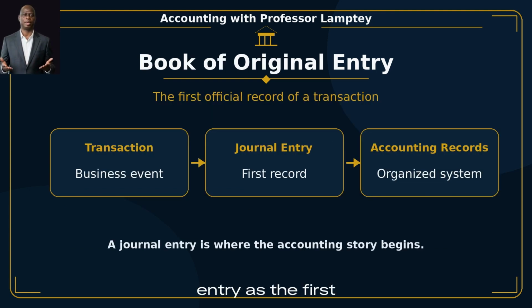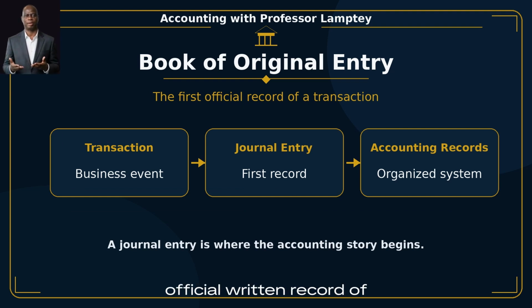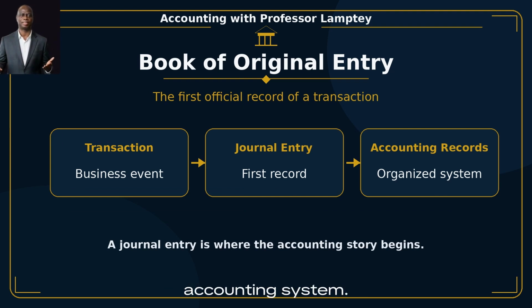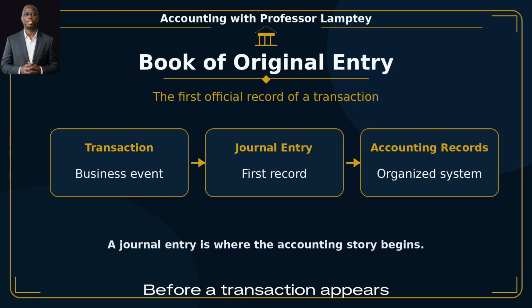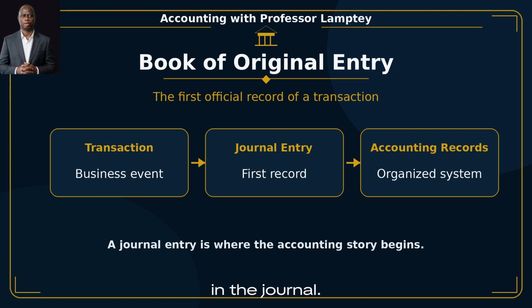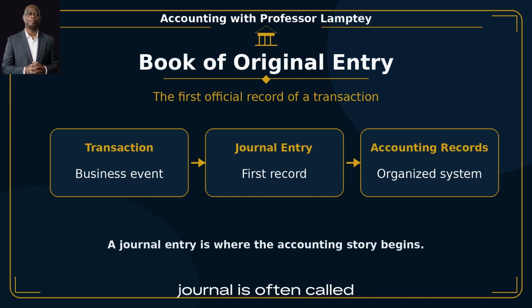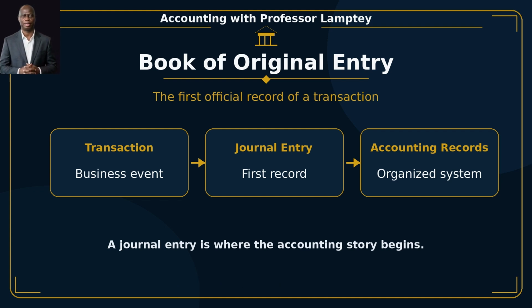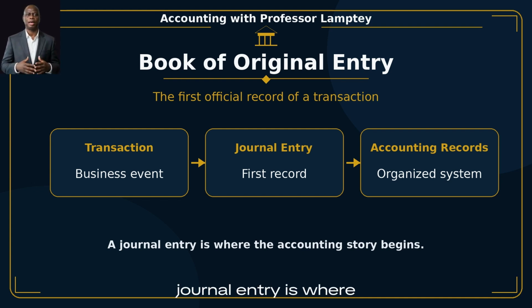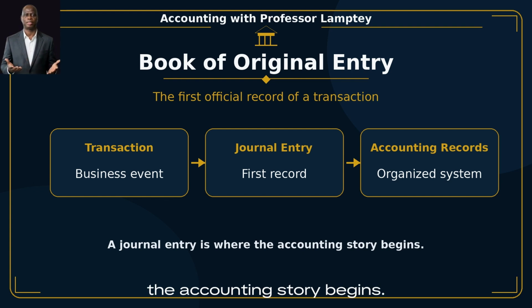Think of a journal entry as the first official written record of a transaction in the accounting system. Before a transaction appears in the financial statements, it must first be recorded. That first recording happens in the journal. That is why the journal is often called the Book of Original Entry. In simple terms, a journal entry is where the accounting story begins.